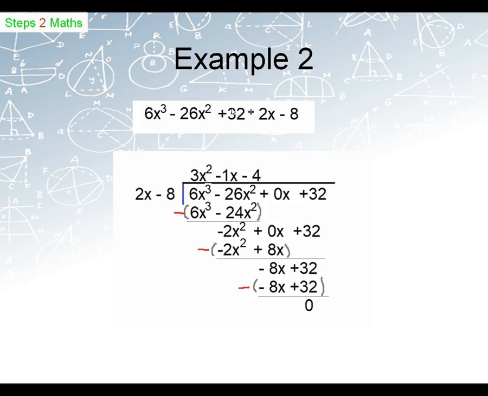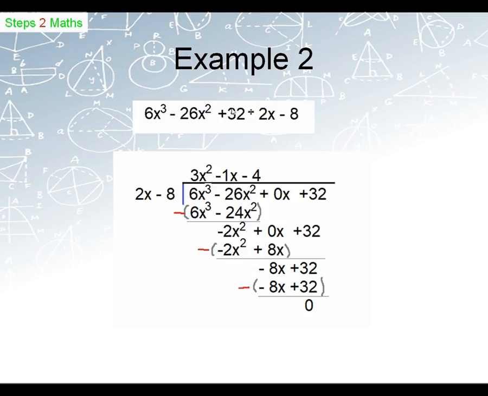The point to note here is that we really did need to have that 0x in there, in the same way that you'd put a 0 in to represent no tens or no hundreds or something like that. We need the 0x here for our method to work neatly. Okay, then we said, how many times does 2x go into negative 8x? The answer is negative 4, which goes in our answer row, and we multiply out to give negative 8x plus 32, and subtract to get no remainder. So we find that 2x minus 8 goes evenly into our dividend, and it goes in 3x squared minus x minus 4 times.